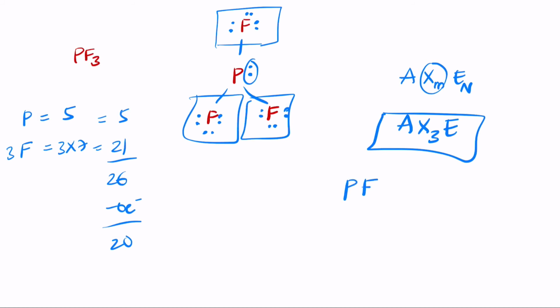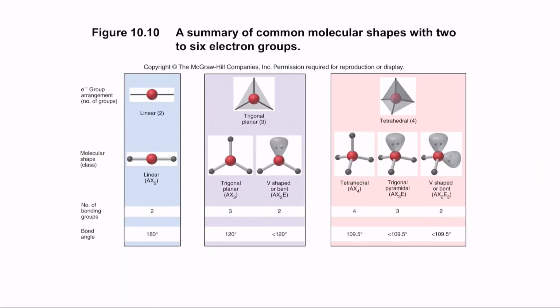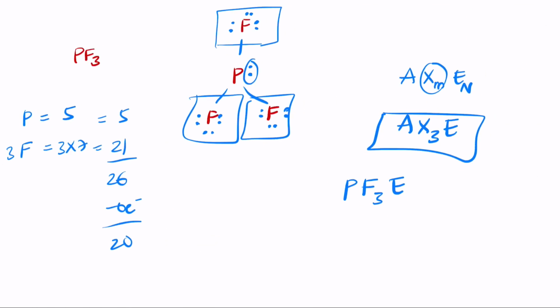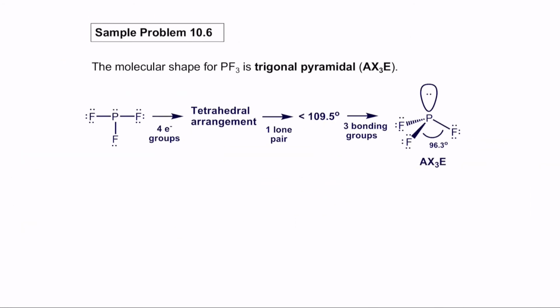So we can write PF3 as AX3E. If you compare it to the structures that we have, AX3E is the structure for trigonal pyramidal, and we can write here that this is a trigonal pyramidal structure with a bond angle of less than 109.5 degrees because of the presence of the lone pair. So this lone pair can change the structure. So this is the ideal structure for trigonal pyramidal, PF3, which is going to be a trigonal pyramidal structure.